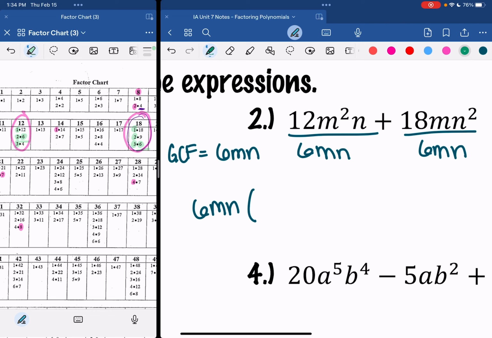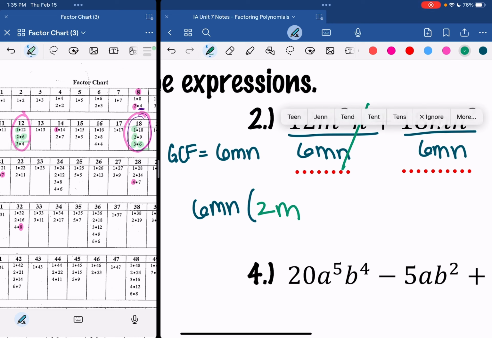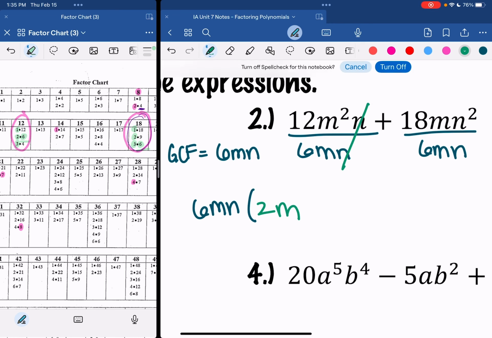12 divided by 6 is 2. M squared divided by m is m. And then our n's divide away. We have 18 divided by 6, so that's going to be 3. Our m's divide away. N squared divided by n leaves us with just a single n left.